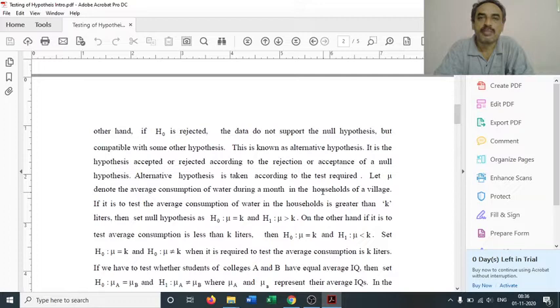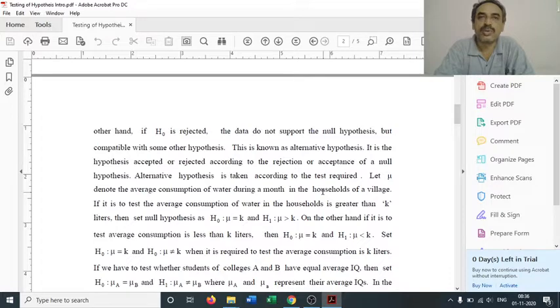Therefore, at the same time, if we reject the null hypothesis H0: mu equal to k, we will conclude that the average consumption of water is greater than k, or the data do not support that the average consumption of water is equal to k.